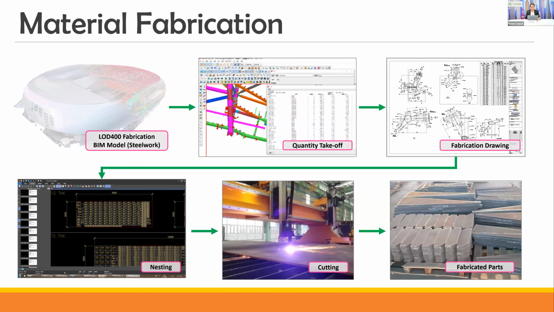Material fabrication is one of the important things that BIM can do. You can see on the top left corner, there is a building structure. The geometry or the shape is irregular. If BIM can translate the 3D models to 2D drawings for material fabrication, this can make the fabrication work more precise. As a result, the wastage of materials can be minimized.